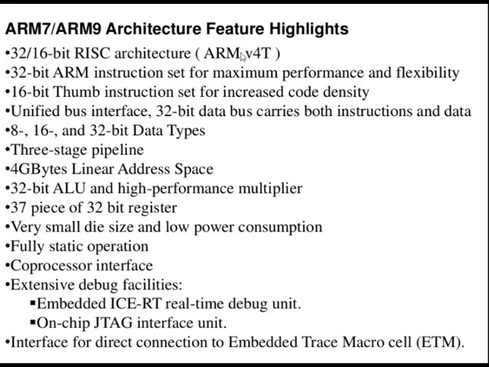So what are the features of ARM7 and ARM9? Let's see. ARMv4T, that contains either a 32 or 16-bit RISC microprocessor. Then a 32-bit ARM instruction set for maximum performance and flexibility. Maximum performance means high output should be there. Then a 16-bit Thumb instruction set for increased code density. According to the need of the code, whatever the software requirement, we have to modify our hardware. So for that it is the 16-bit Thumb instruction set.